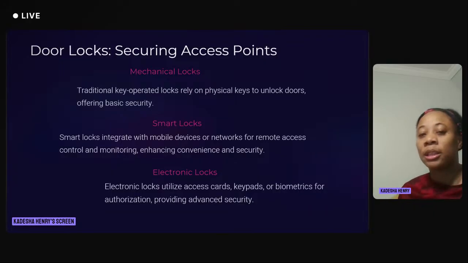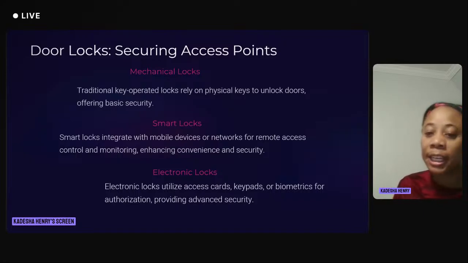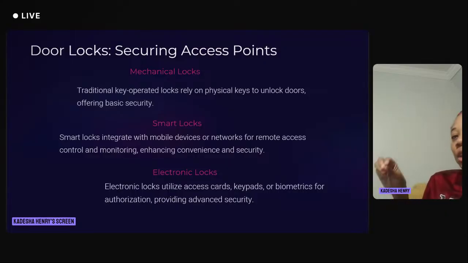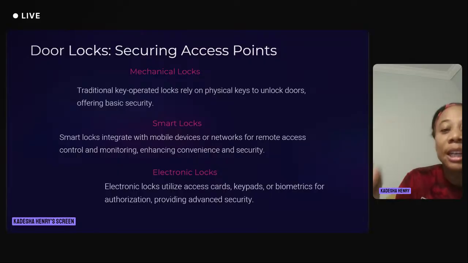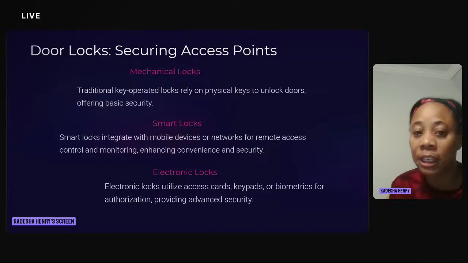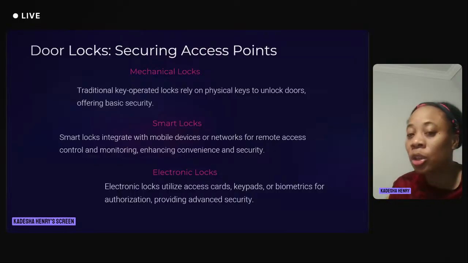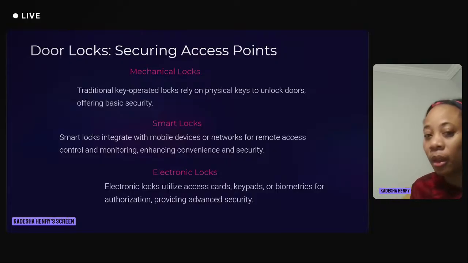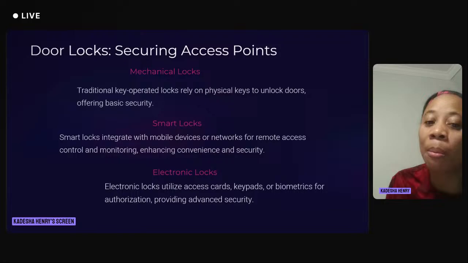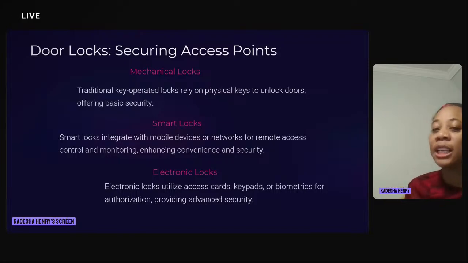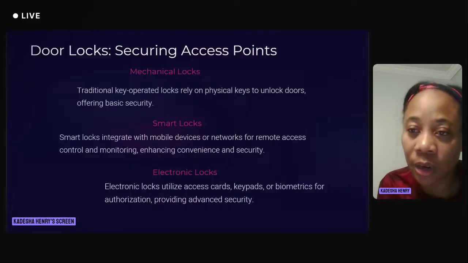Door locks are another one. Mechanical door locks are traditionally key-operated locks that rely on a physical key to unlock doors, offering basic security, right? So all of these that we're talking about are physical security. We can use mechanical locks, we can use smart locks and electronic locks. When we talk about mechanical locks, we're talking about the traditional key-operated locks, which rely on a physical key to unlock the door and offer basic security.